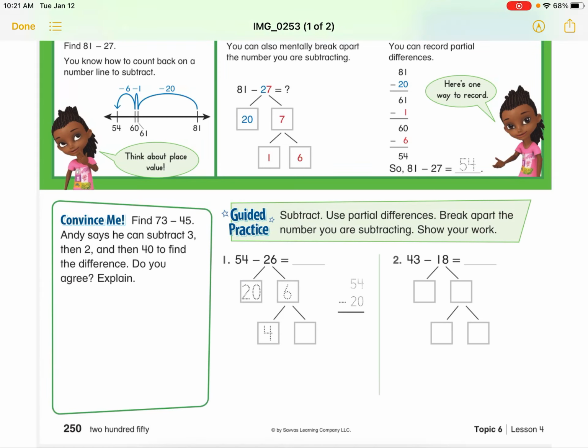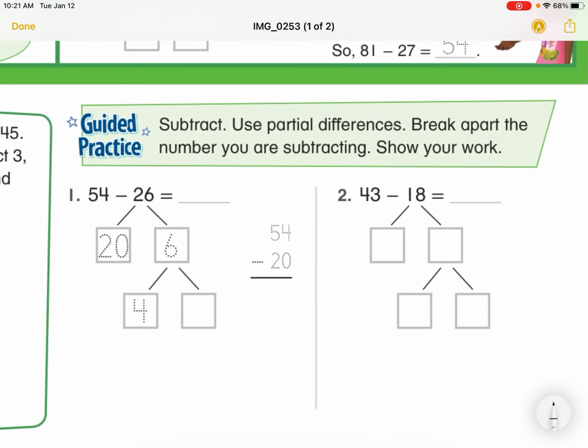All right, now we're going to move on to the guided practice. This is page 250 in your Envisions workbook. The page number is also at the bottom of my screen. Page 250. So after watching the visual learning video, we are going to be using the break apart method for this lesson. So let's look at problem 1.